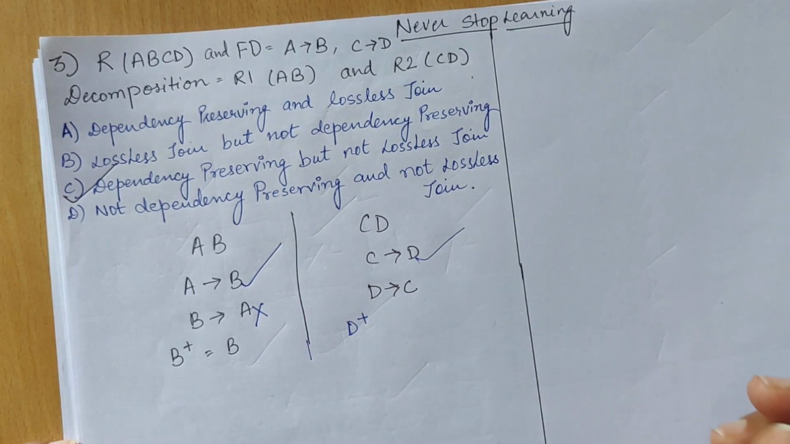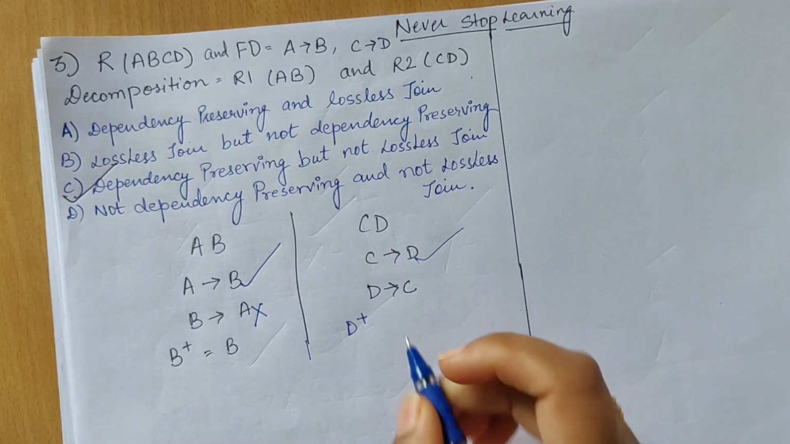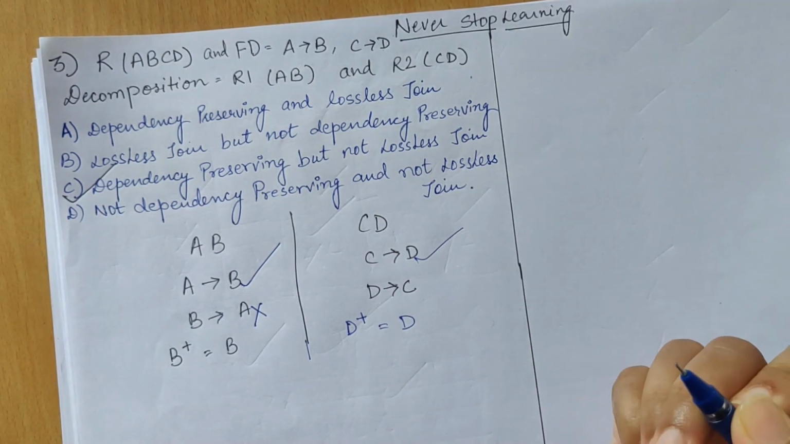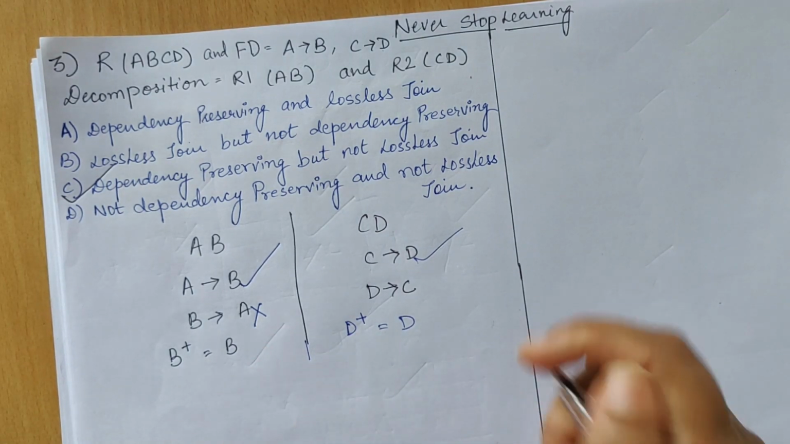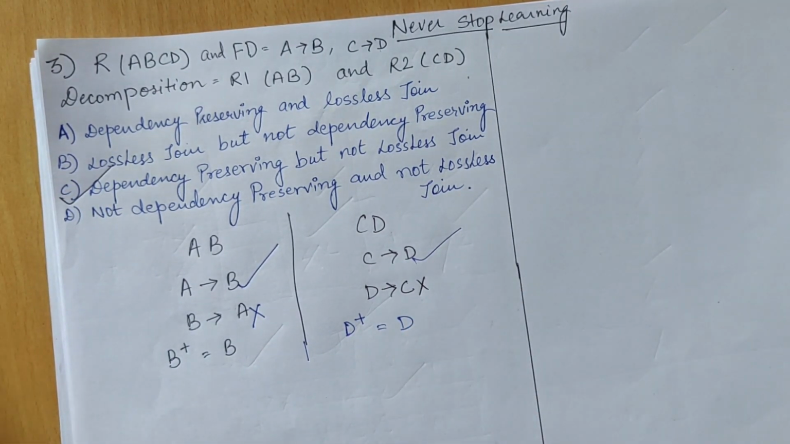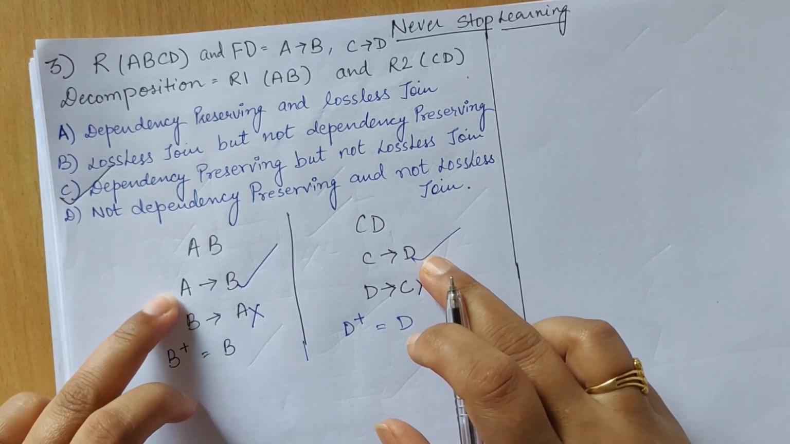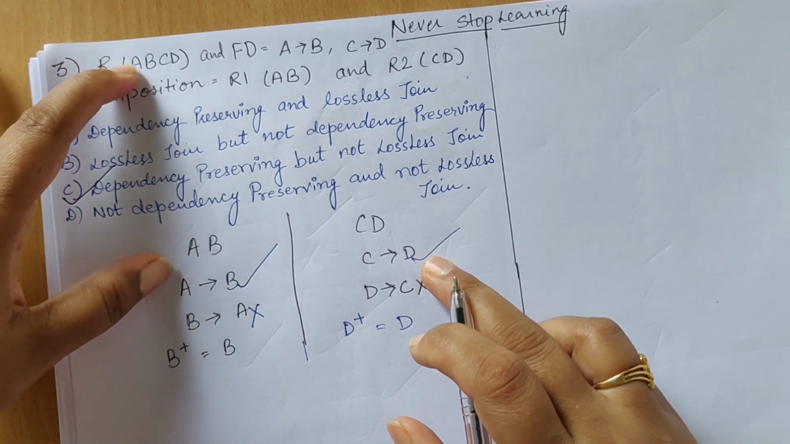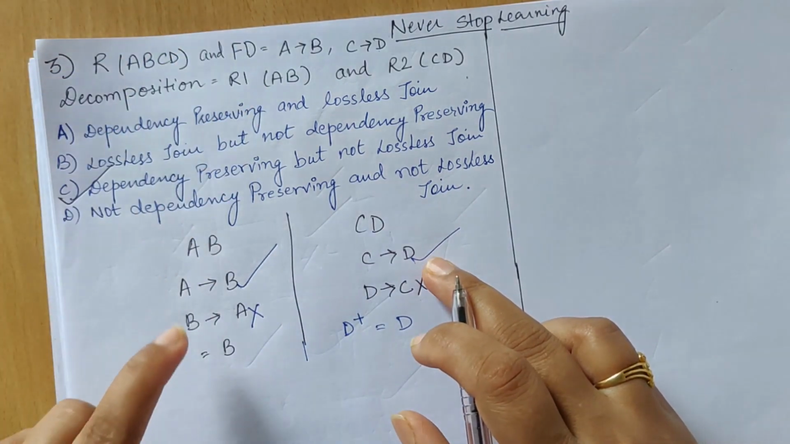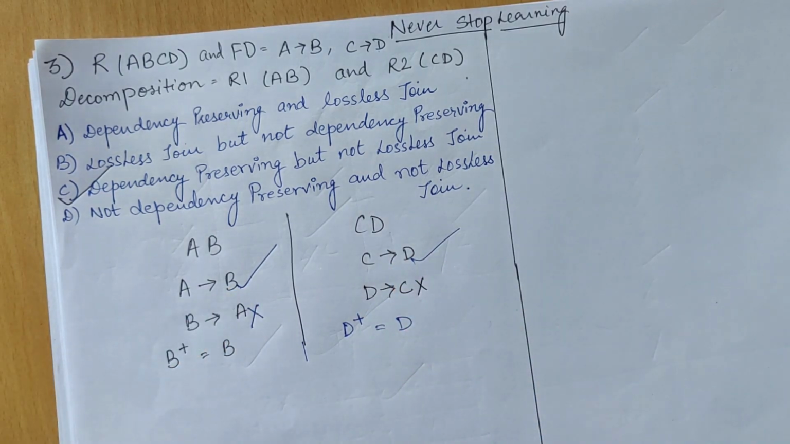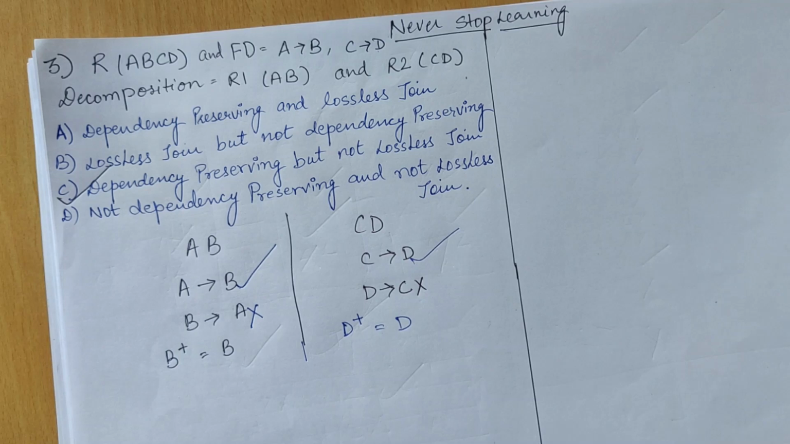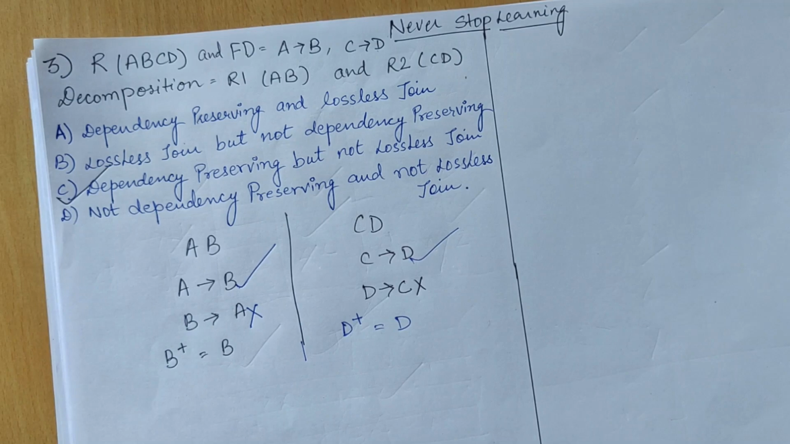But still, if you want to solve further, we can. For the closure of D, because the dependency is not directly given, if I check the closure of D, I will get D, and that's it. I will not get anything else, so this dependency is also wrong. And last, I have to take the union of these dependencies and check with the dependencies present in the question. As you can see, A determines B and C determines D are directly present. So the answer is dependency preserving but not lossless join. That's it for this session. Thank you very much.